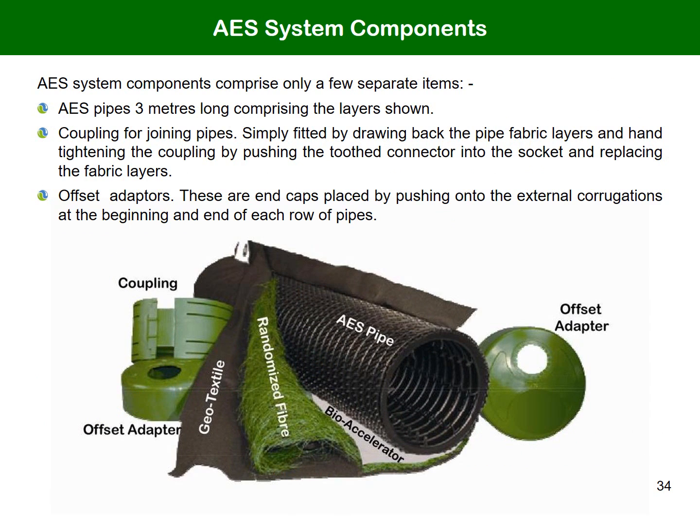As you now know, an AES system consists of a primary septic tank and ribbed 3-metre-long AES pipes, 300 millimetres in diameter, installed in a sandbed.